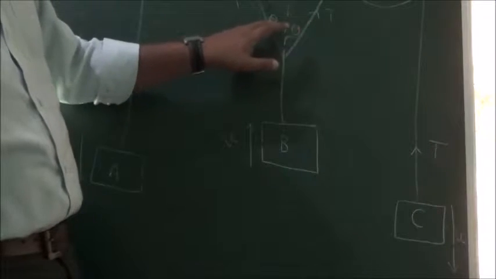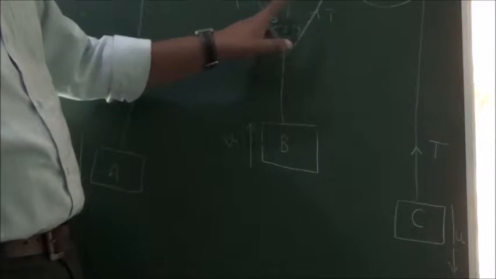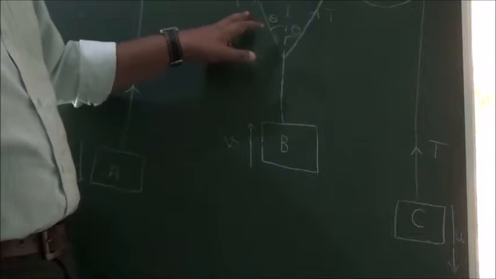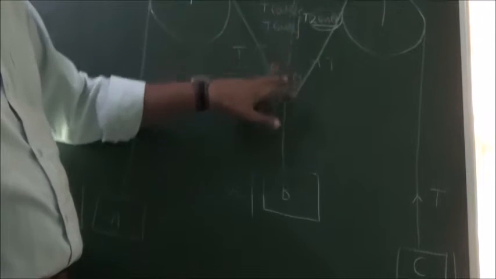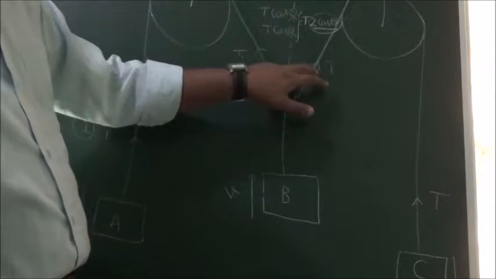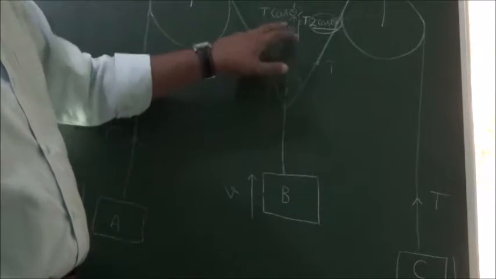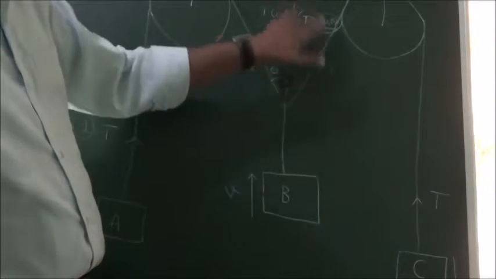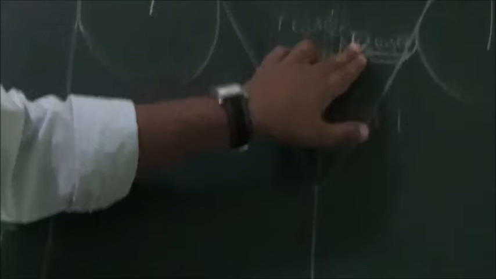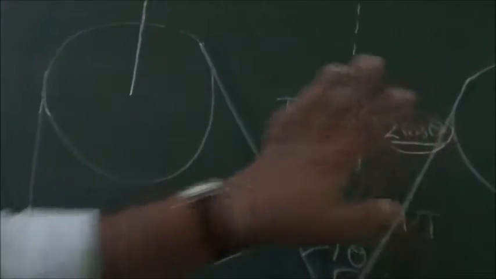Here the string is inclined at an angle theta with the vertical. So resolve the tension t into components. The vertical component will be t cos theta. Here the component of this tension will also be t cos theta. Hence the tension along this vertical axis will be 2t cos theta.